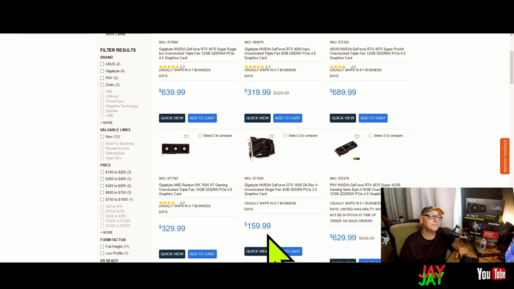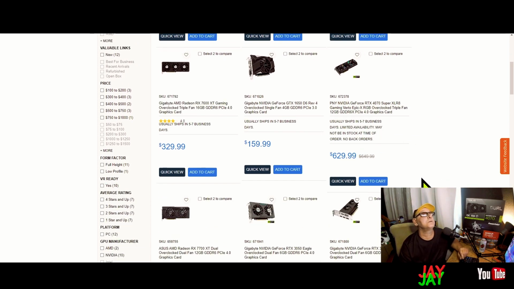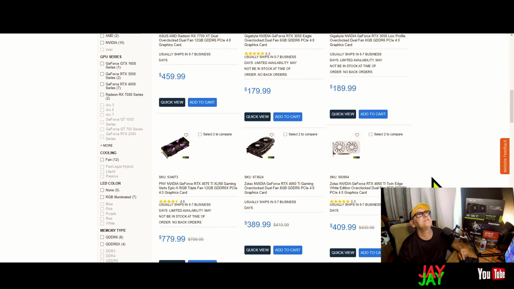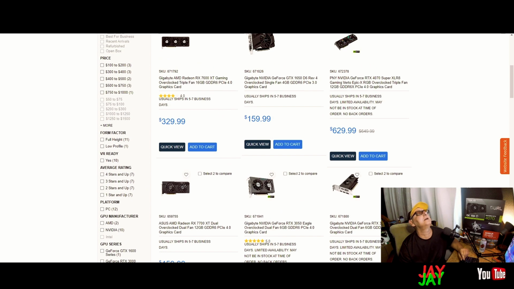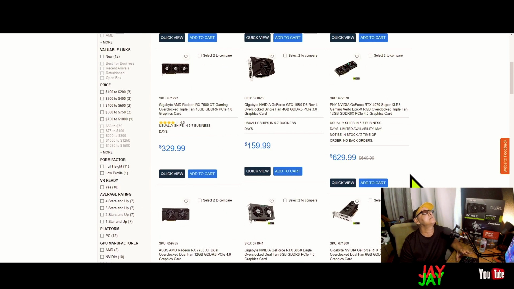Or, well, if you really look, you probably get a 3050 or something like that. But anyway, 4070 Super, 630, 7700, 460, blah, blah, blah. 3050 low profile. See what I mean right here? $190 for a 3050 low profile. That means it doesn't have the power plugs on it, so you can use it for them OEM systems. This one right here can be good for OEM systems.